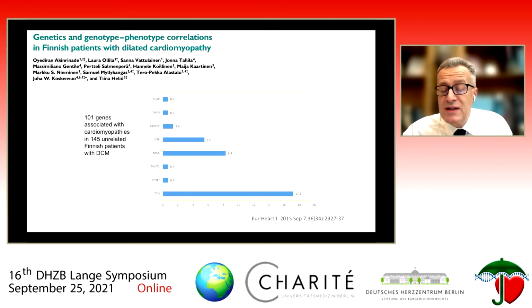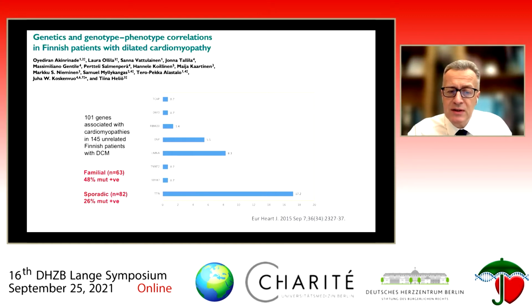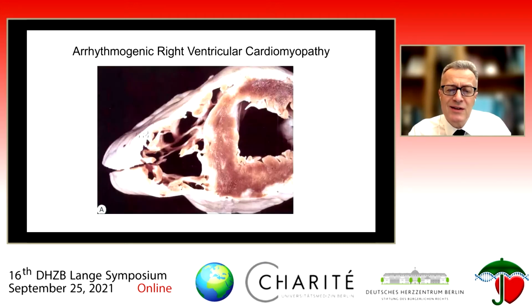But if you perform genetic testing in people with dilated cardiomyopathy, it matches what you see in family studies. So in apparently sporadic disease, you can find a likely pathogenic or pathogenic mutation in 26% of individuals. If you have a family history of the disease, then you'll find a likely pathogenic or pathogenic mutation in half of the individuals. And again, this is a consistent finding.